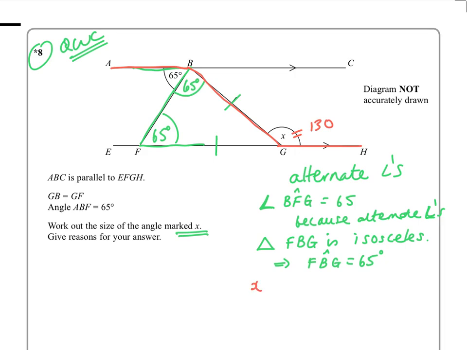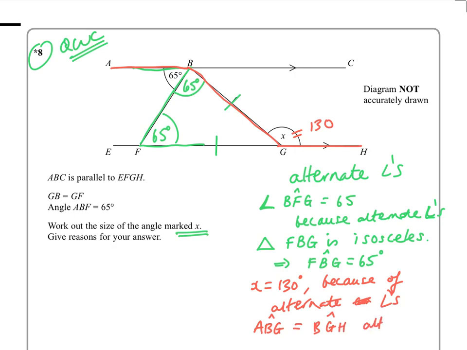So I would say x equals 130 because of alternate angles. I can write that as this again. You could add a little bit more and say ABG is equal to BGH and write alternate angles.